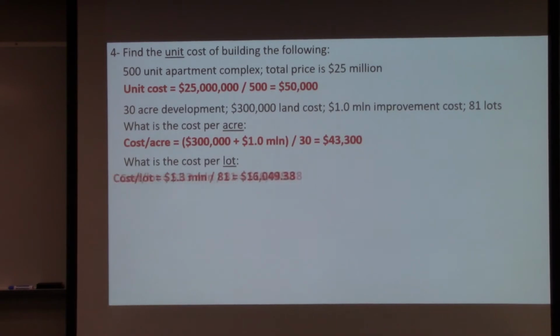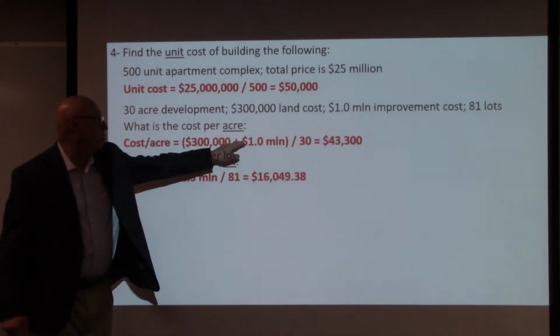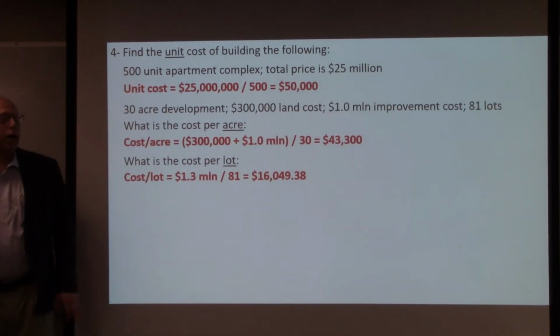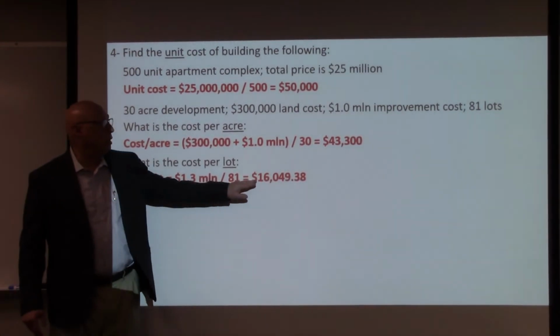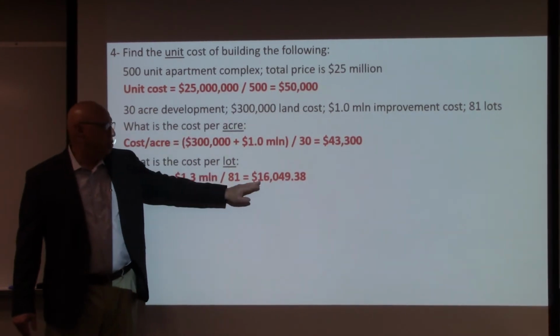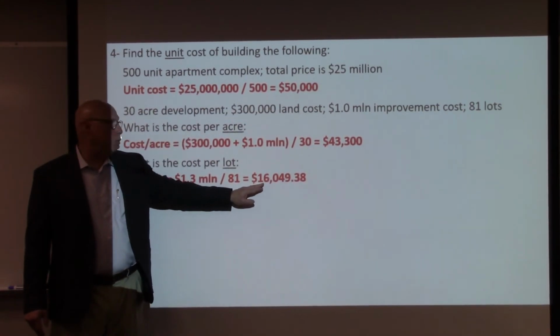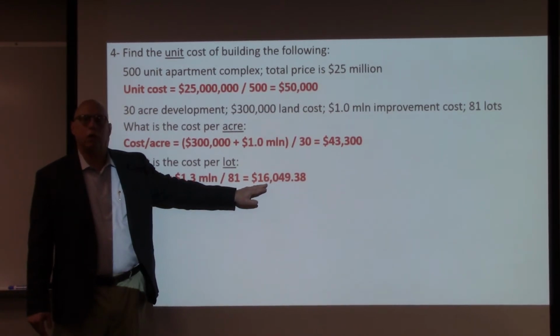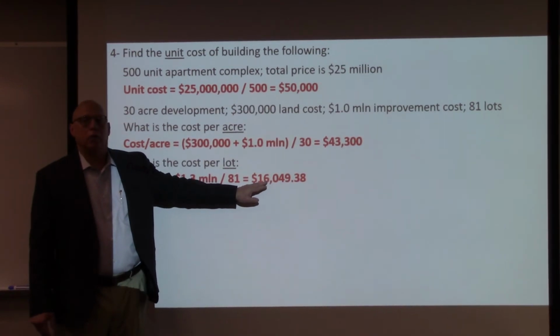What is the cost per lot? It's the $1.3 million divided by 81 lots, $16,000 per lot. So once we've done this calculation, this is for a residential neighborhood. $16,000 per lot. If we look around and we find that similar lots are being sold for $18,000, that means we would only make $2,000 per lot. The question is, is that enough to justify taking this risk?